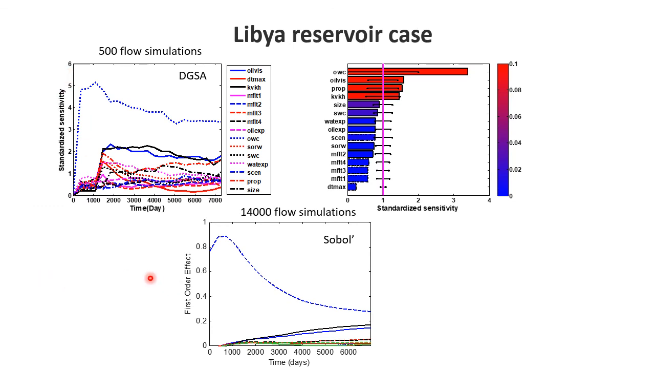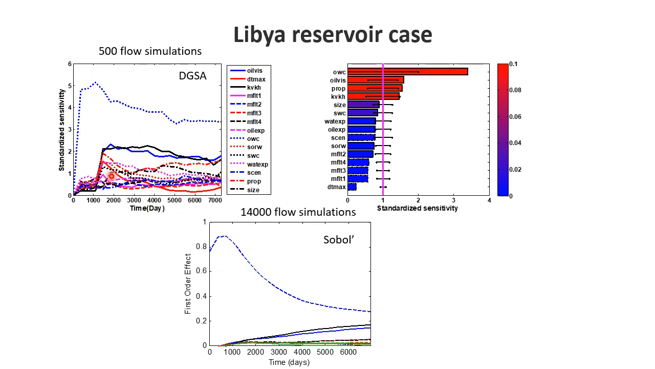So if you apply the DGSA to the Libya reservoir case, remember it's the same case where we applied the Sobol methods, we'll find this plot on the left here. So these are just the main effects, so that should be compared to the first order effect in Sobol. And so what we notice is that we get very similar results: oil-water contact seems to be important.